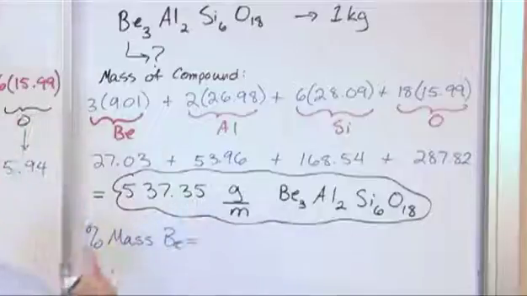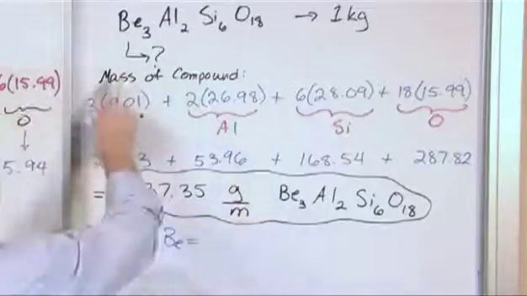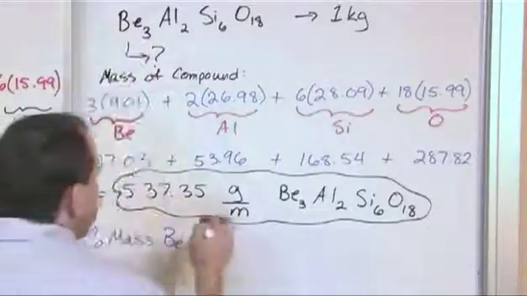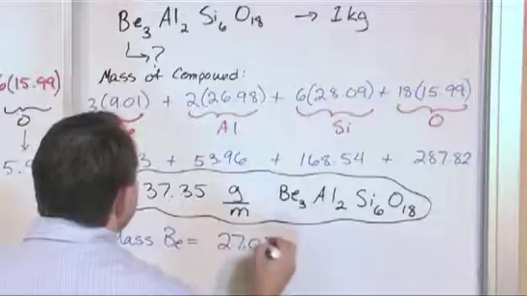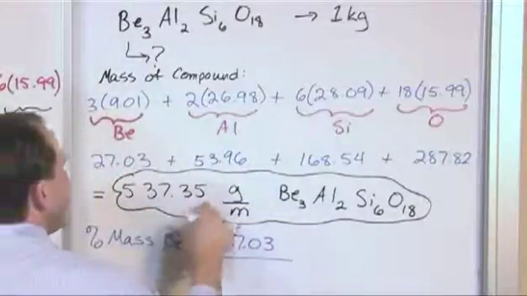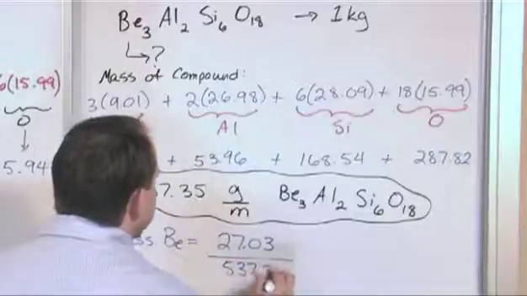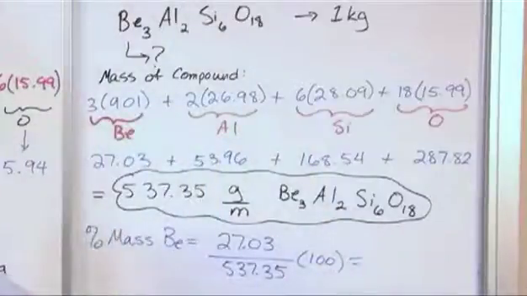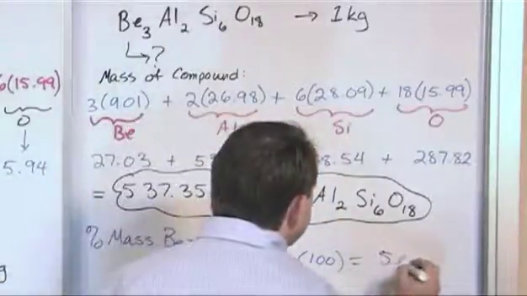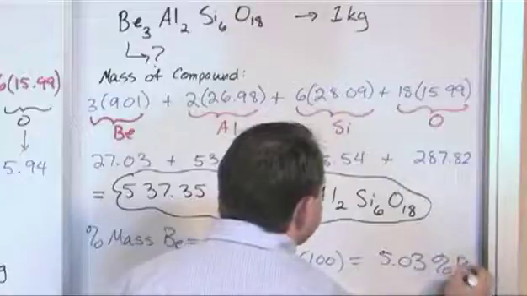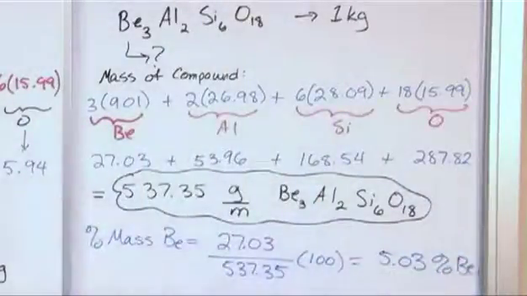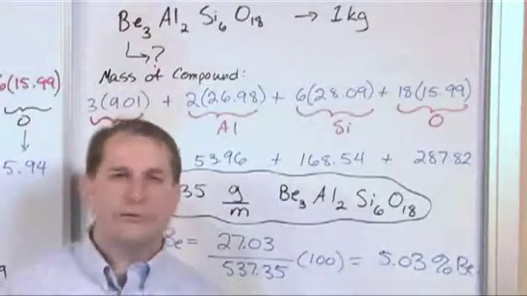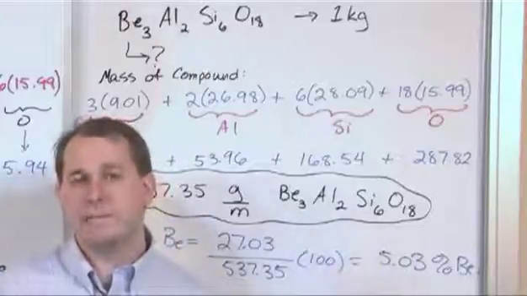It's going to equal the mass of the beryllium in there divided by the mass of the whole thing. So if we look at our math here, this is how much beryllium we have, by itself wrapped up in this formula. So we have 27.03 grams per mole. We'll divide it by the mass of the whole thing, 537.35 grams per mole. We're going to multiply by 100 to give us a percent. And what we'll have is 5.03% beryllium. So basically 5%. What this basically means is that however much of the stuff you shovel out of a bucket onto the table, 5.03% of it is going to be beryllium by mass.